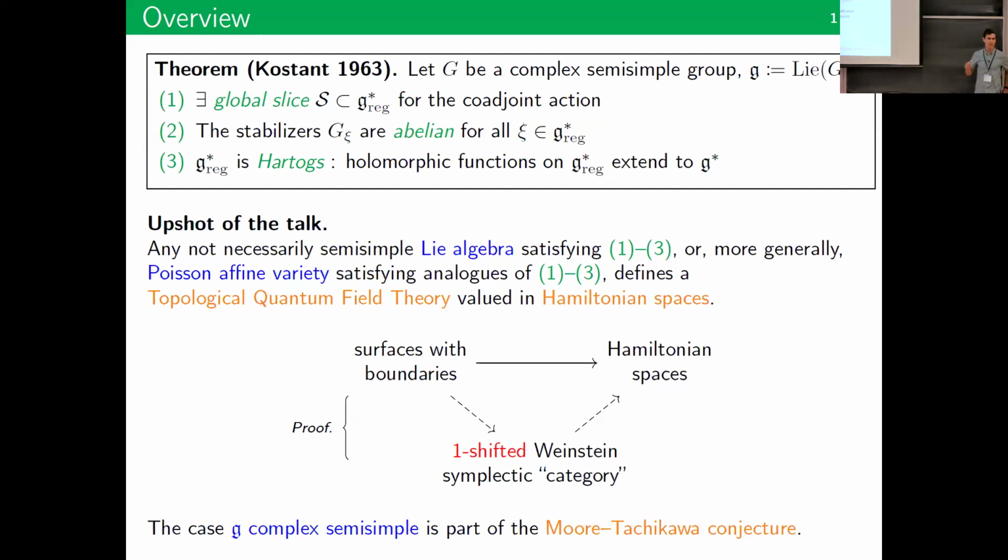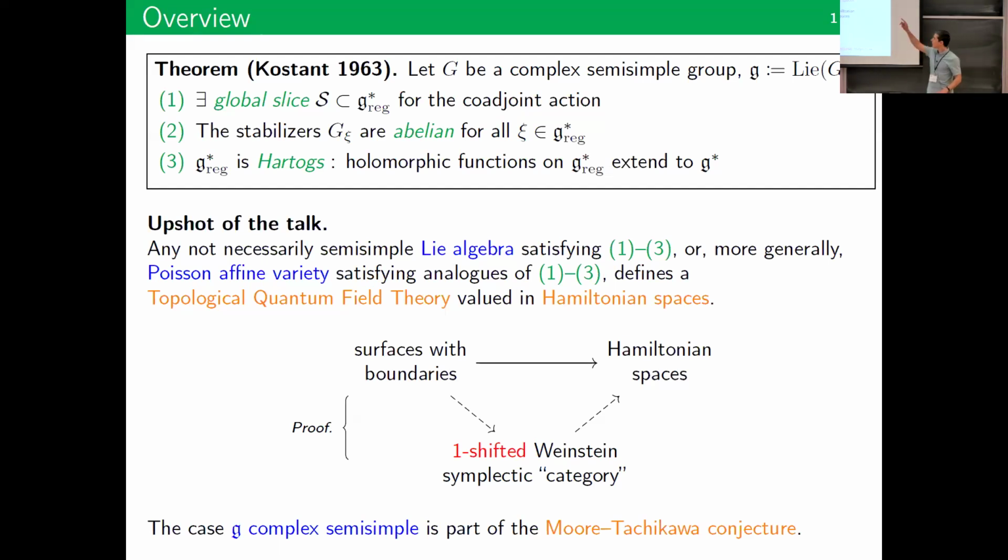So what does that mean? I will say that in more precise detail, but basically this is a way to associate to every surface with boundaries a Hamiltonian space, so a manifold with an action of a Lie group and a moment map, in such a way that gluing surfaces corresponds to Hamiltonian reduction on the other side. Again, I will state that in more precise terms.